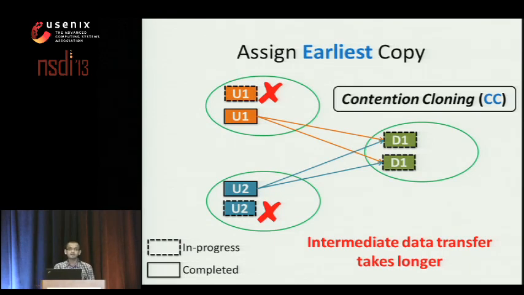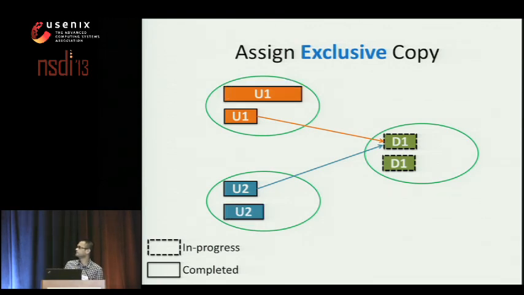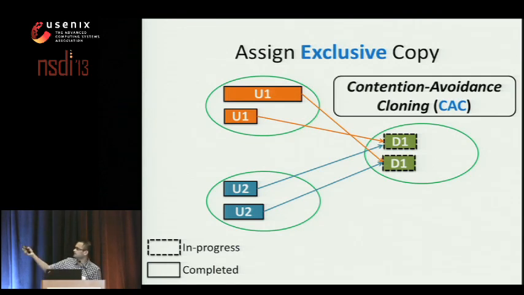If you swing all the way to the other extreme in the design space, the option is to assign exclusive copies. In this case, when one of the upstream clones has finished, we assign that to one of the downstream clones and tell it to read from that upstream clone. And then the other one waits for the other upstream clones to finish as well before reading its data. But then, by design, we've disadvantaged one of the clones. However, since this avoids contention, we call it contention avoidance cloning.